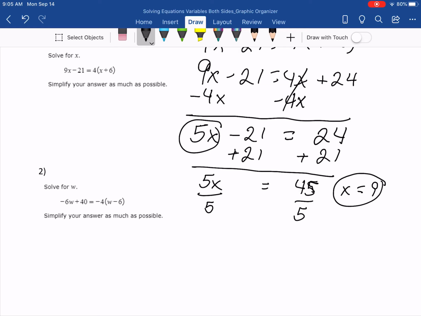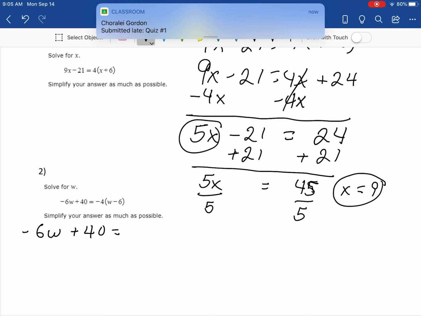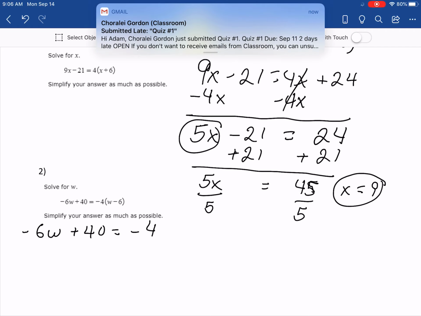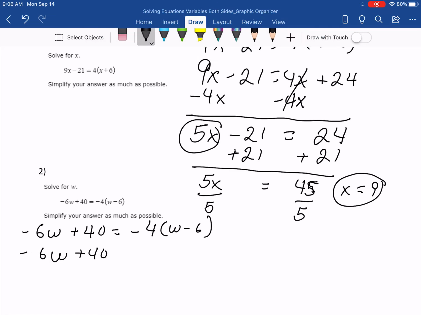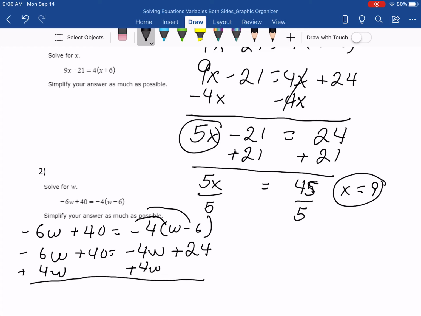All right, the next one, negative 6w plus 40 equals negative 4 times w minus 6. Negative 6w plus 40 equals, so we have distribution on the right side. Now I'm going to move the 4w to the left side by adding. So negative 6w plus 4w, negative 2w plus 40 equals 24.